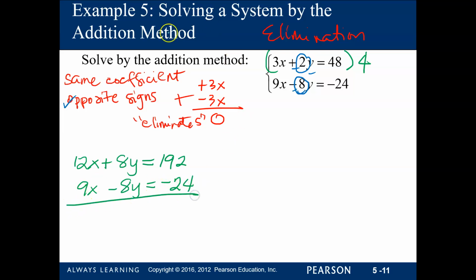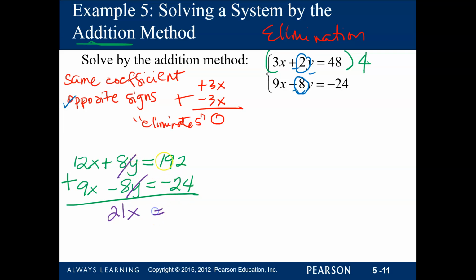And so now, from the name itself, the addition method, we add them vertically since they are aligned, okay? So we have here 12x plus 9x, that's going to be 21x. Positive 8y minus 8y, that will give us a 0. So we eliminated our y variable.